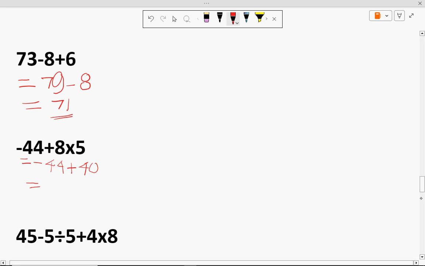Now here we have two operators. One is plus, another is minus. In this case, the 44 is negative integer and 40 is a positive integer. So we will go for the subtraction, and the sign will be of the biggest number. So biggest number is 44. So in that case, it will be minus 4.